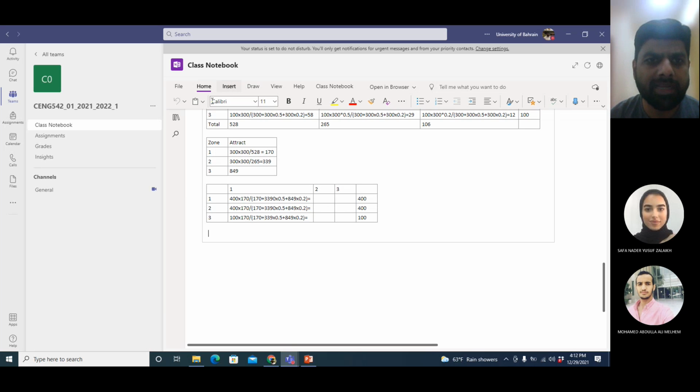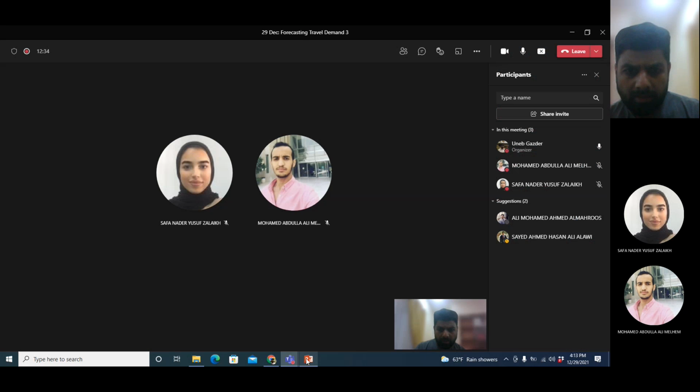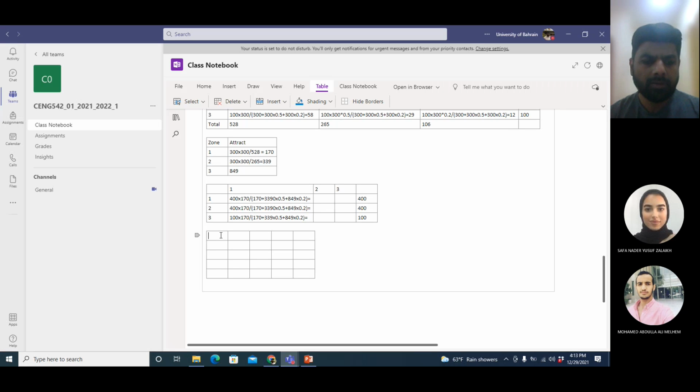Okay, so basically we are making the origin destination matrix. I'll put a matrix here, 5 by 5. Origin is here, destination is here. This is the origin, and this is the destination. To make our life easier, we don't have anything in these cells.